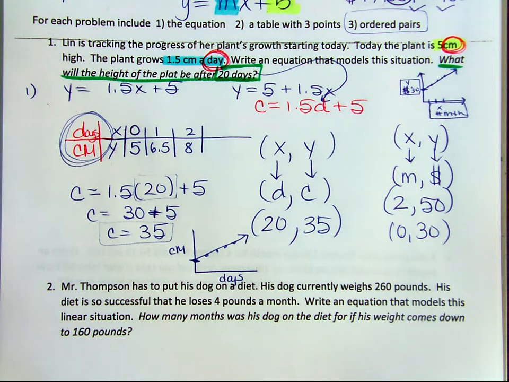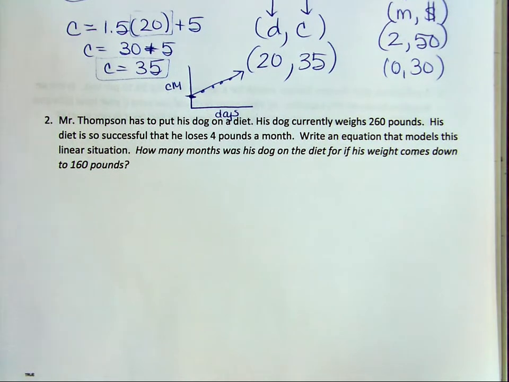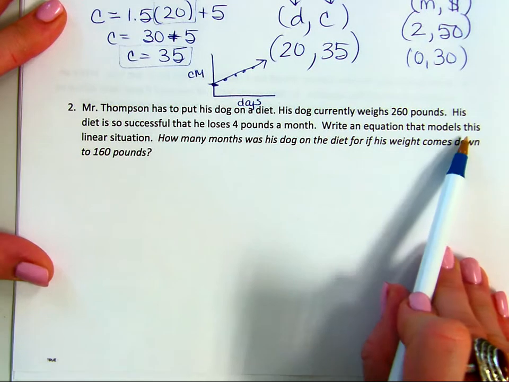Okay, because let's move on to poor Mr. Thompson's dog. His dog is so big, he needs to go on a diet. He's 260 pounds. Yes. And his diet is so successful that this dog ends up losing 4 pounds every month. So I want you to write an equation. We're going to go through this exact process. We're going to write the equation, the table, and the ordered pairs to show this dog's successful diet.